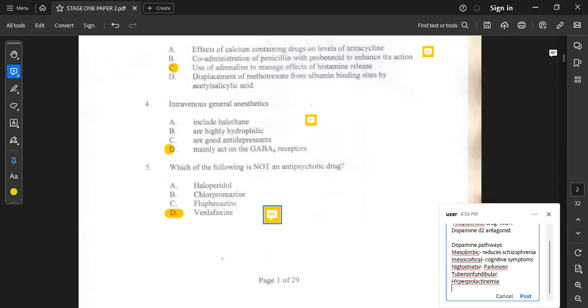So the mesolimbic, mesocortical is one pathway. Then nigrostriatal is another pathway. Then tuberoinfundibular is the third one. The fourth one is incertohypothalamic. This one deals with issues of sexual behaviors. Then the fifth one is, let me remember, medullary periventricular. Medullary periventricular, this is for eating disorders or eating behaviors.